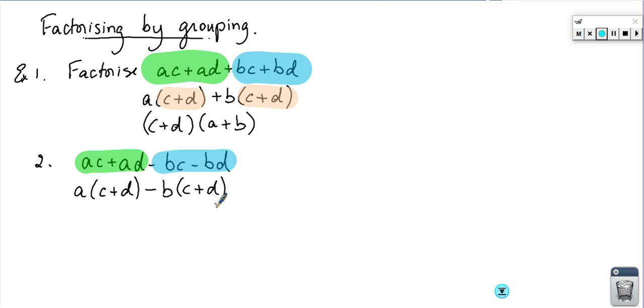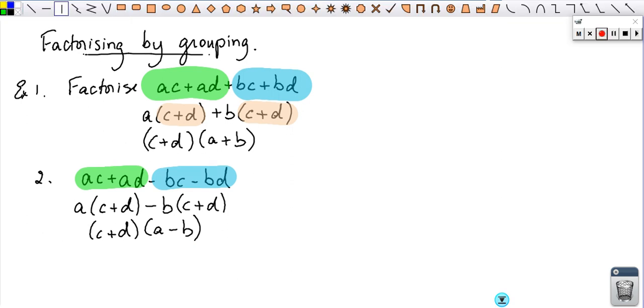So, as we can see now, C plus D is the common factor. Please note that inside your brackets, you should always have the same expression. So, C plus D into A minus B. That is the second example. Let's work out further examples. So, example number 3.